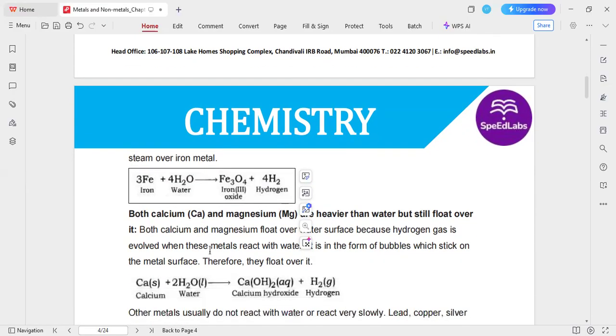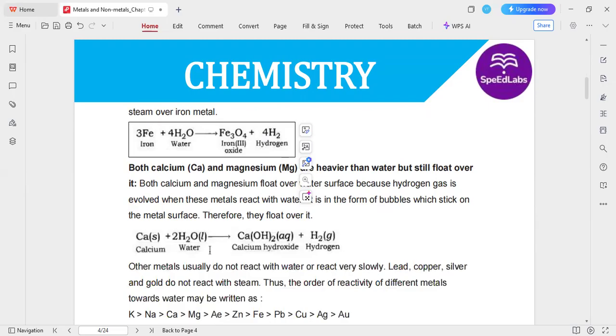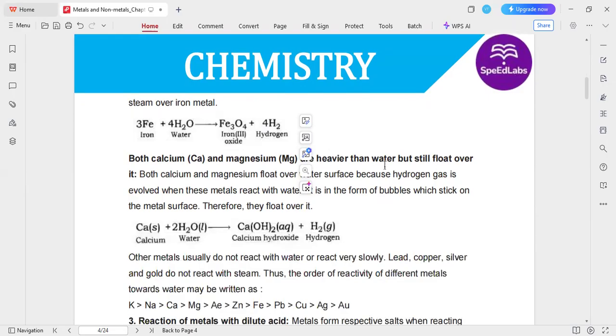One more question is there, children. Both calcium and magnesium are heavier than water, but still float over it. Why? Important question. Both calcium and magnesium float over the water surface because hydrogen gas is evolved when these metals react with water. It is in the form of bubbles which stick to the metal surface. Therefore, they float. For example, calcium reacts with water, we get calcium hydroxide plus hydrogen. So what will happen, children? The calcium and magnesium will stick to the bubbles of hydrogen. Is it clear? That's why they float.